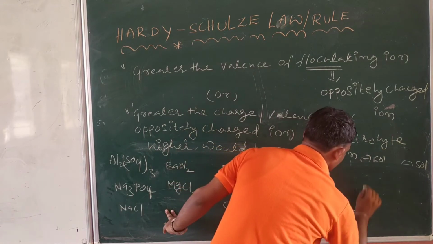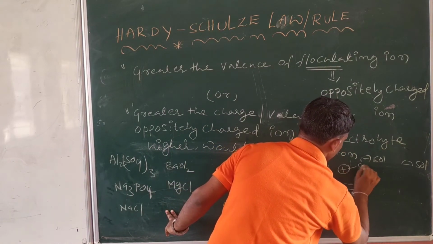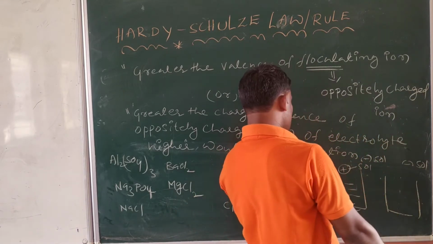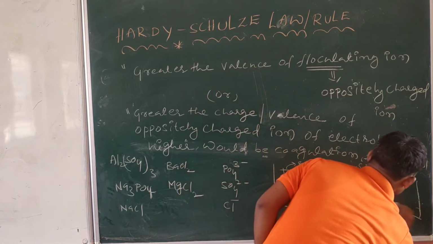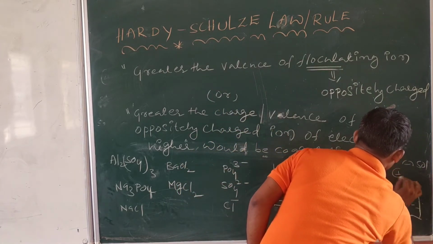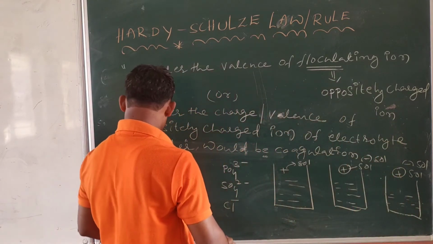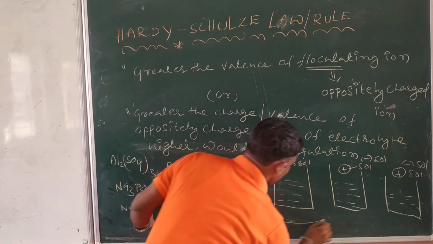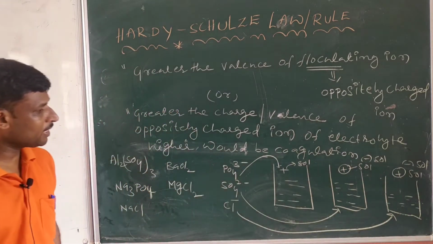This is also a positive sol. The same sol, the same positive colloidal solution, I am taking. Now I am adding sodium phosphate here, this is the electrolyte. In the second one I am adding this one, in the third one this one, as electrolytes. Are you getting my point?